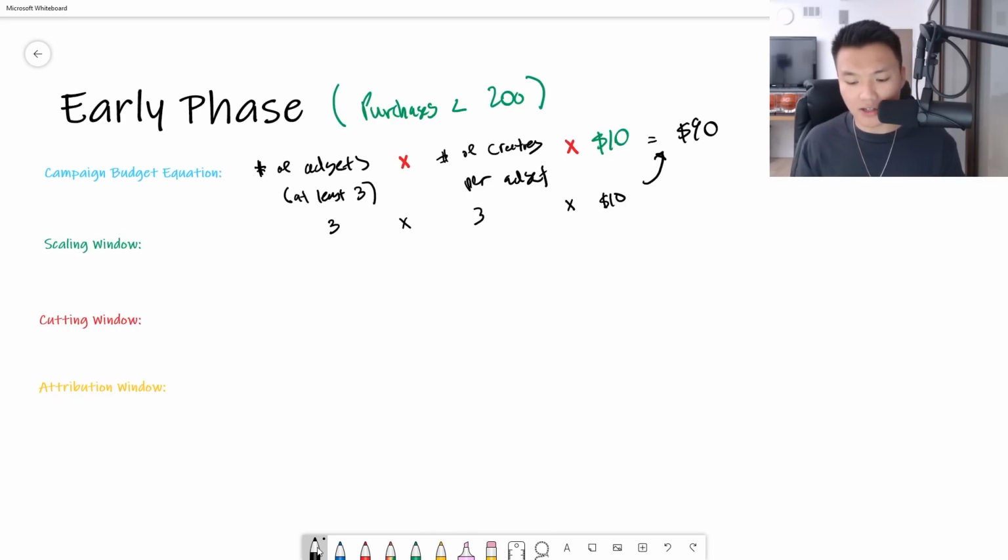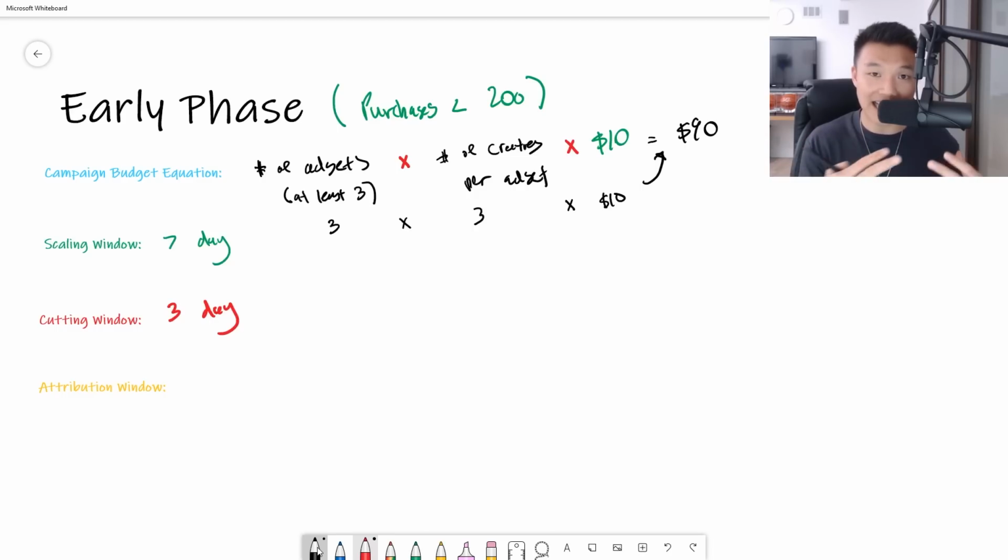Now let's go into the scaling window. I scale on a 7-day view, and I like to cut on a 3-day view. And what are the metrics I use to determine scale? Well, if it's at least breaking even, meaning the cost per purchase is at least at break-even, I'm going to give it some scale, and I'll teach you how to scale a CBO.